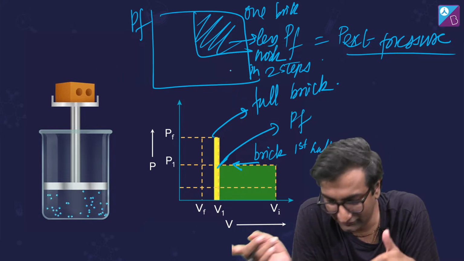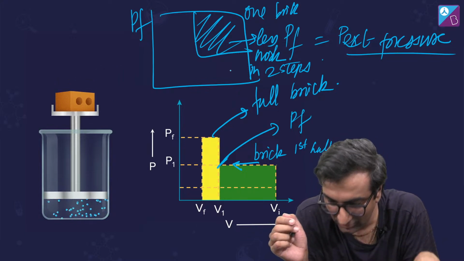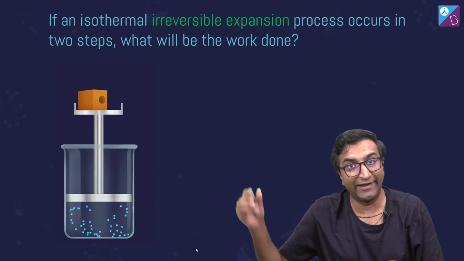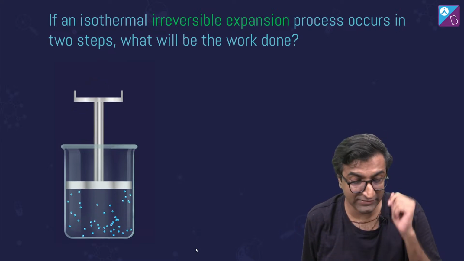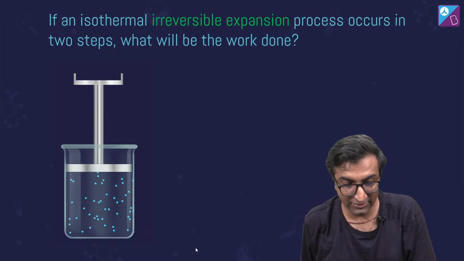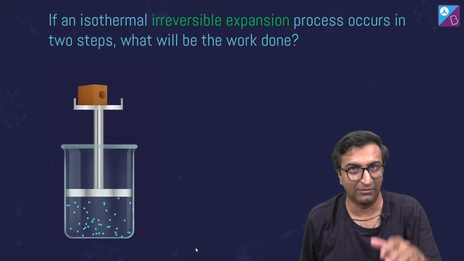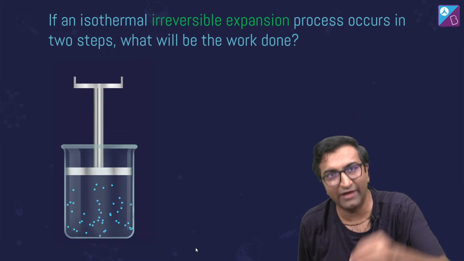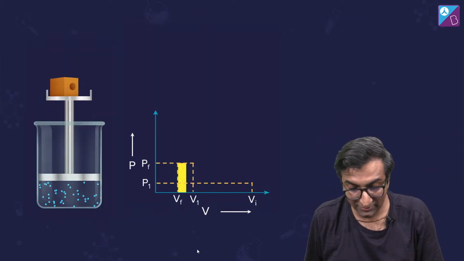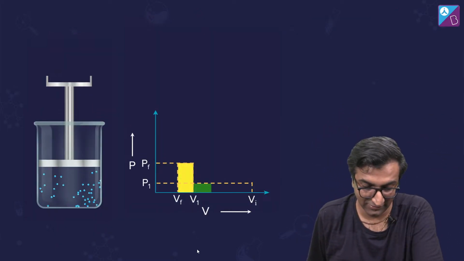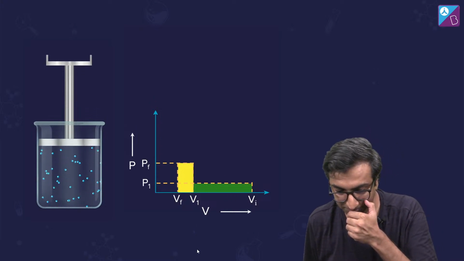Similarly, you can also do this exercise by yourself to see कि अगर मैं इसको expand करूंगा in 2 steps again, right? Irreversible process expansion भी 2 स्टेप में होता है. मतलब कि पहले आधा ब्रिक रखा, फिर वो आधा ब्रिक भी हटा दिया. Then the work done increases. Okay?